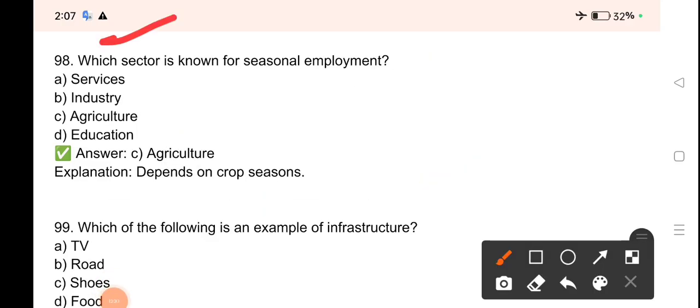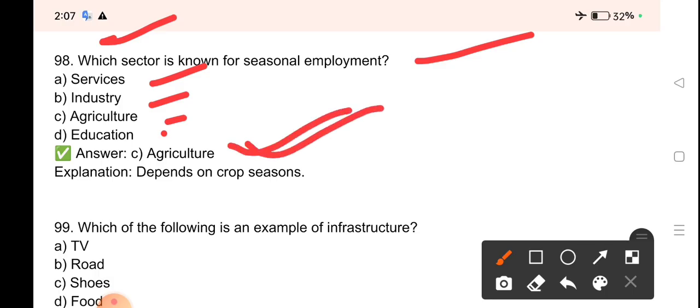Which sector is known for seasonal employment? Service, industry, agriculture, education. Agriculture sector is known for seasonal employment. It depends on crop season.